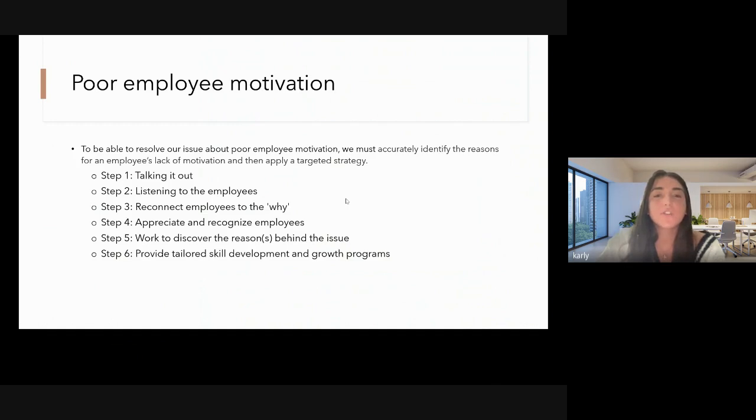It is crucial to understand that employee motivation is not a one-time event, but rather an ongoing process. By regularly assessing your employees' motivation levels and addressing any issues that arise, you can create a highly engaged and productive workforce that drives your business's success.